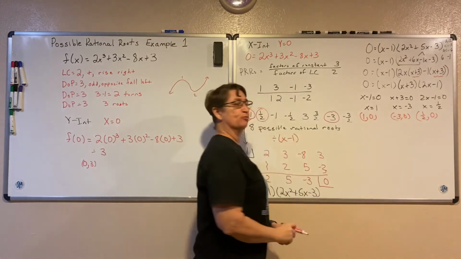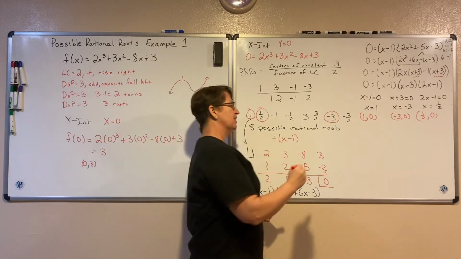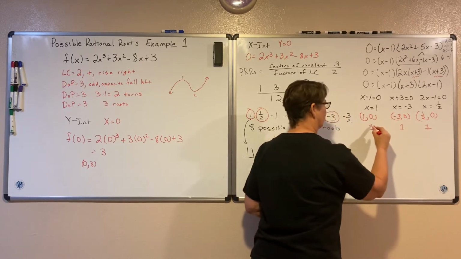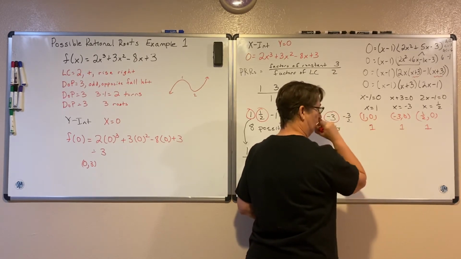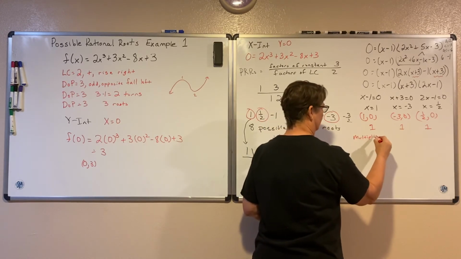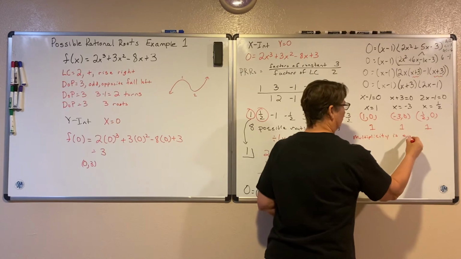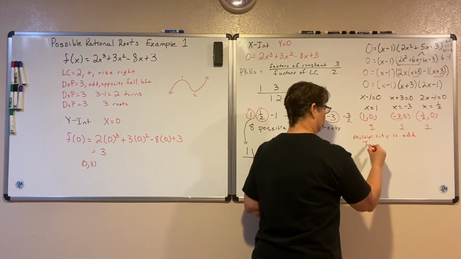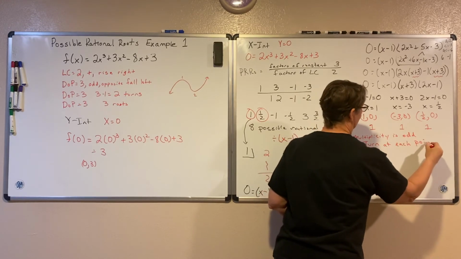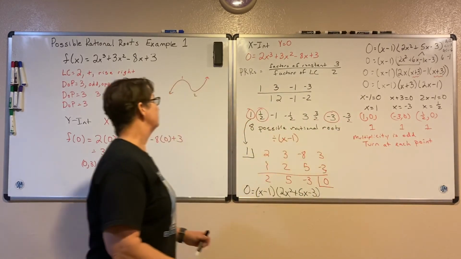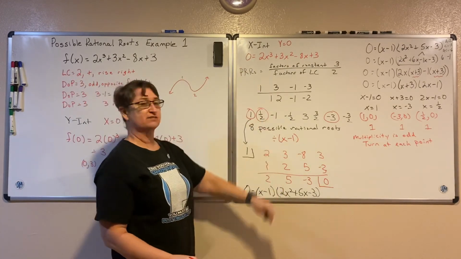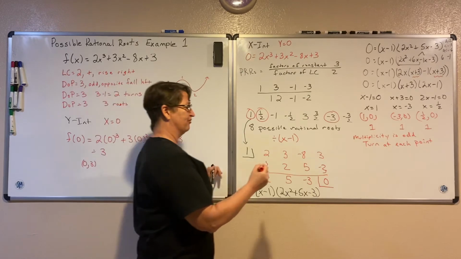We talk about the multiplicity. In each case here, it only shows up one time. So the multiplicity of each one of those x-intercepts is just 1. What we care about that multiplicity is that it is odd. So that tells me that it's going to turn at each point. So now that we've found all our pieces, we know what is going to happen on the ends, we know our y-intercept, we know our x-intercept, we are now ready to graph this function.